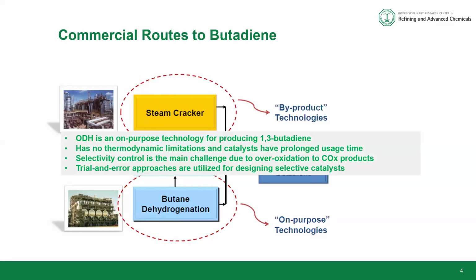That means butane is interacted with an oxidant, which can be either oxygen or CO2 or dinitrogen monoxide, to get the butadiene. And it has no limitation from thermodynamics, and the catalyst has prolonged usage time. The selectivity control is the main challenge because the products get over-oxidized to carbon oxides. So designing catalyst is mainly by trial and error. You synthesize a catalyst, you test its performance and see at what level it gives a selectivity. And then you continue to do this.